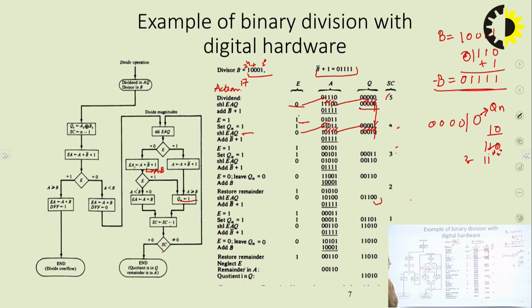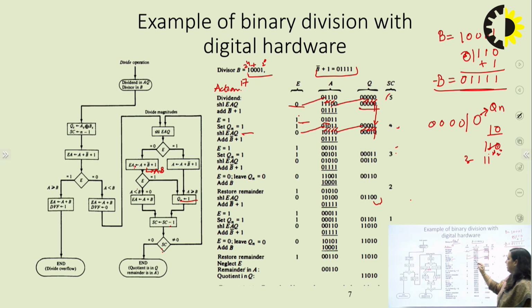Whether E is equal to 0 or 1, we have to add this 2's complement value in A. If it is 0, then some carry will be passed to E, and if it is 1, then no value will get into E. So it is written as A is equal to A plus B complement plus 1. Now after performing this operation, we get E is equal to 0. So E is equal to 0 here, meaning A minus B.